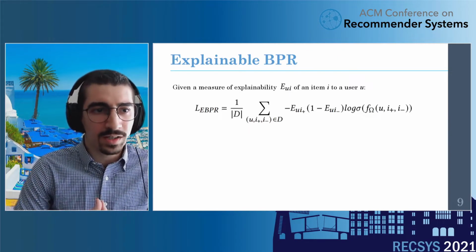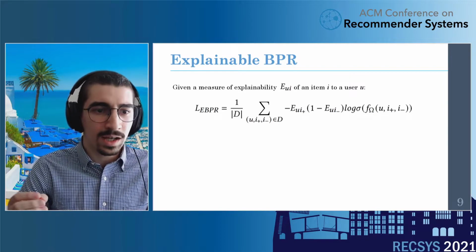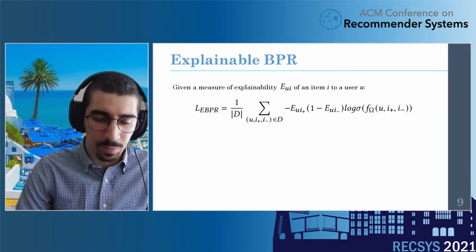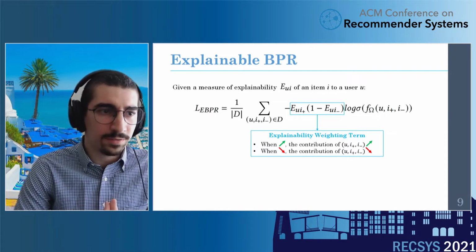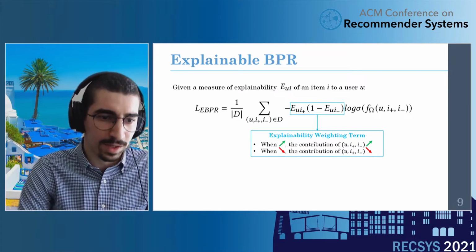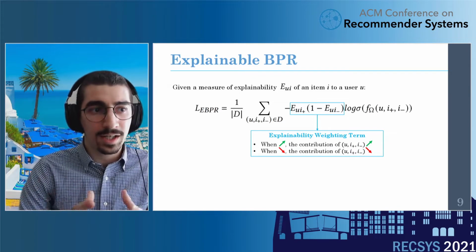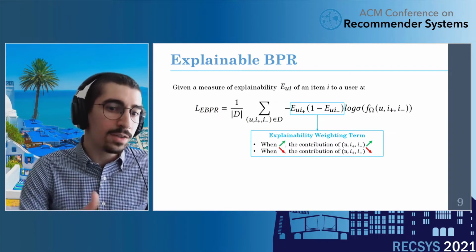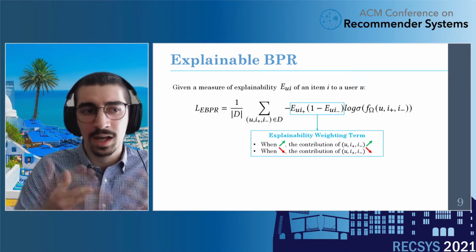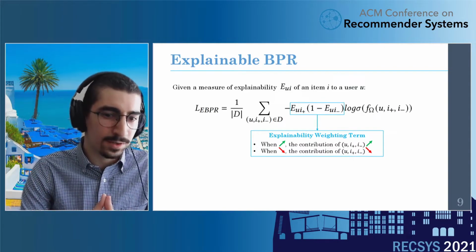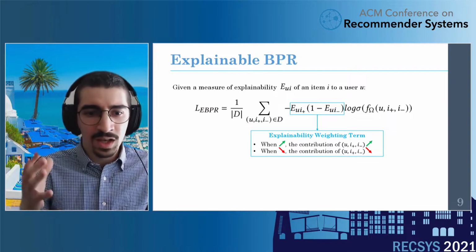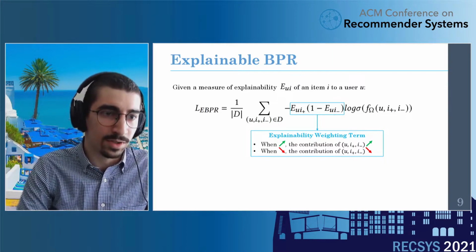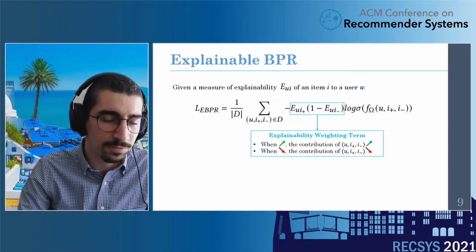Given a measure of explainability, E_ui, that tells how much item i is explainable to user u, we propose the following explainable BPR or EBPR loss. Here we weight the loss of every training instance (u, i+, i-) by the following explainability weighting term that regulates the importance of that training instance. For example, the higher the explainability of the positive item and the lower the explainability of the negative item, then the higher the explainability weighting term, and hence the higher the contribution of the training instance. This should lead the model to learn to rank both relevant and explainable items on the top of the recommendation list for a user, sorry.